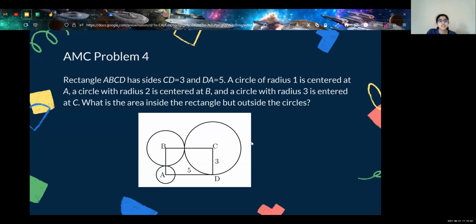So next problem. Rectangle ABCD has sides CD equals 3 and DA equals 5. A circle of radius 1 is centered at A, a circle with radius 2 is centered at B, and a circle with radius 3 is centered at C. Sorry, I'll need to correct that. What is the area inside the rectangle outside the circles?